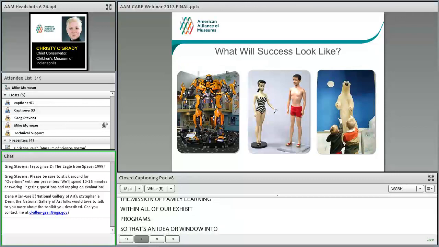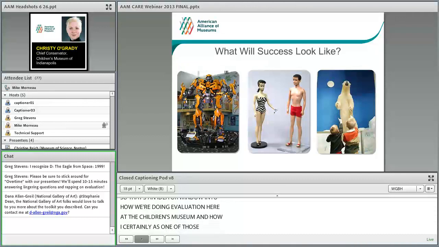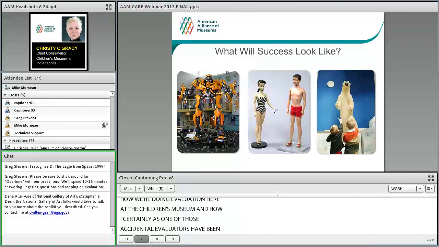So that's an idea or a little window into how we're doing evaluation here at the Children's Museum, and how I, certainly as one of those accidental evaluators, have been drawn into the process more, and I'm really excited about the opportunities that this might provide for us in ways that I've not thought about in quite a long time.